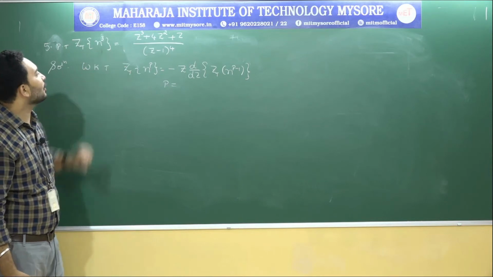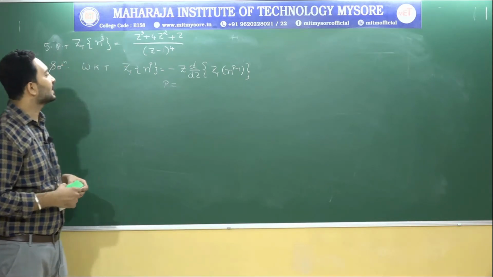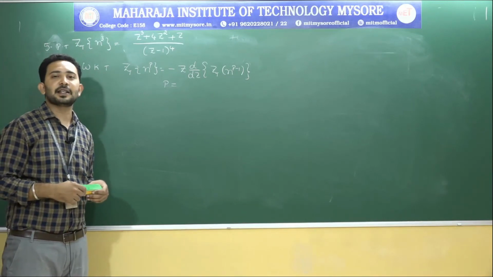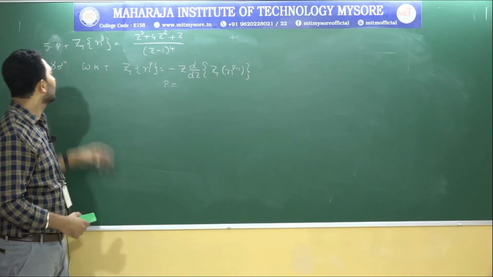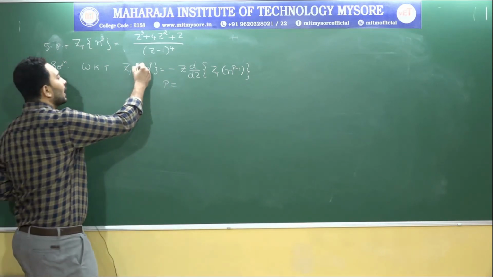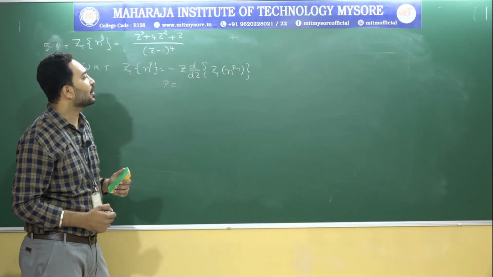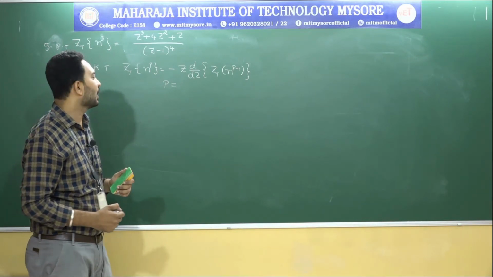So next problem is, what is the z transformation of the sequence n cube? So the z transformation of n cube is z cube plus 4z square plus z divided by z minus 1 power 4. As we know, the z transformation of n power p is minus z d by dz of the z transformation of n power p minus 1.